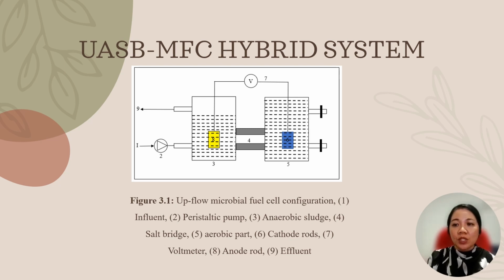The experiment was carried out in two separate upflow MFC made of acrylic transparent material. Each reactor consisted of a 4-liter capacity anaerobic anodic compartment and a 4-liter aerobic cathodic compartment. All operational parameters of MFC are given in table 3.1 as mentioned just now. The total height of the reactor was 40 cm, and the distance between the anode and cathode was 12 cm.